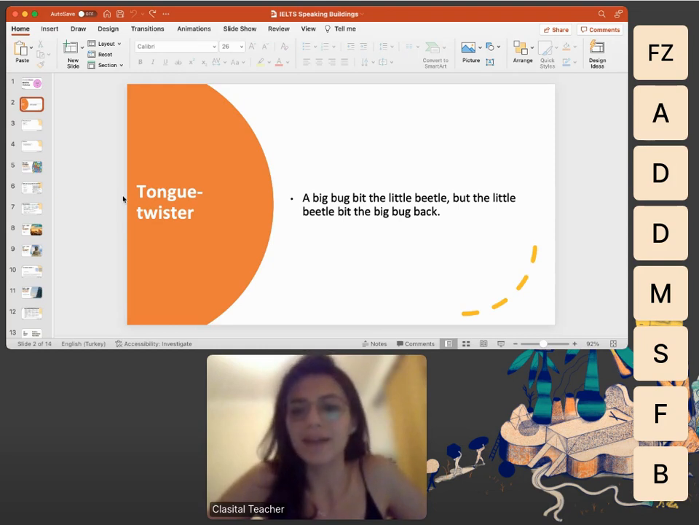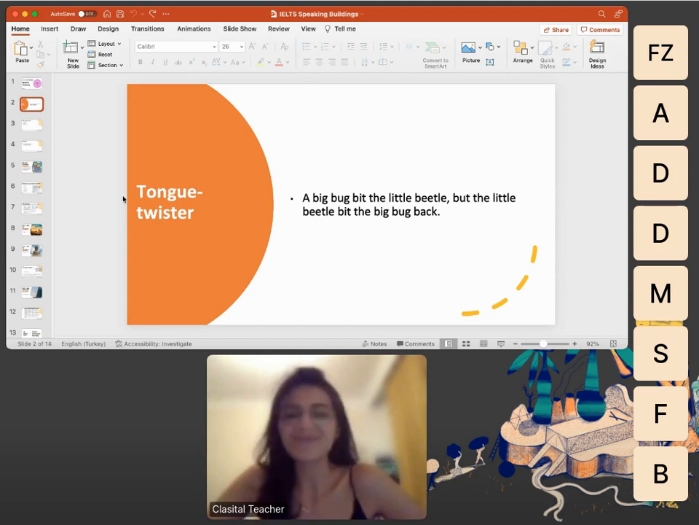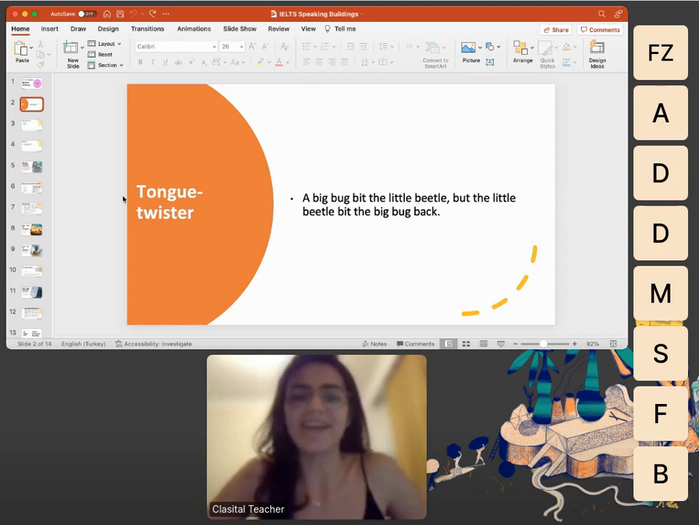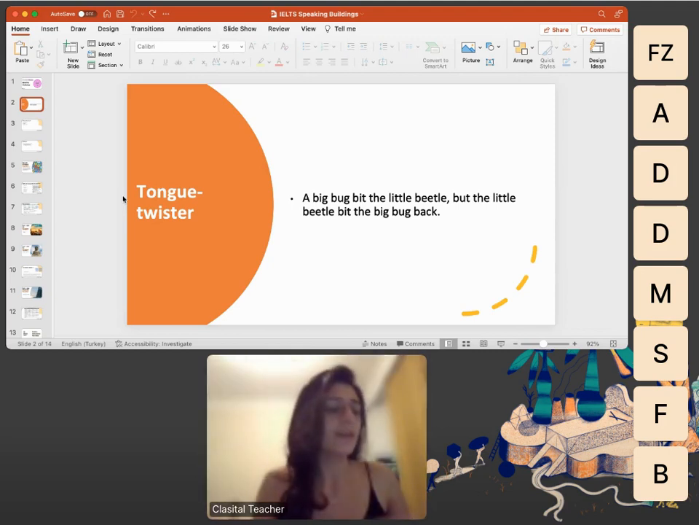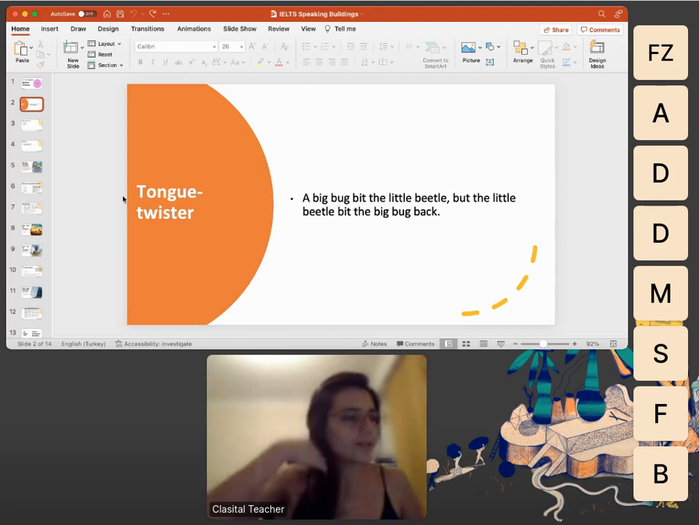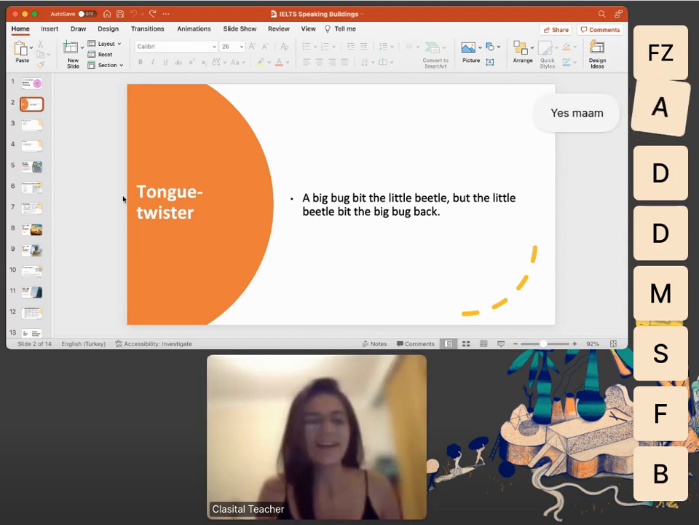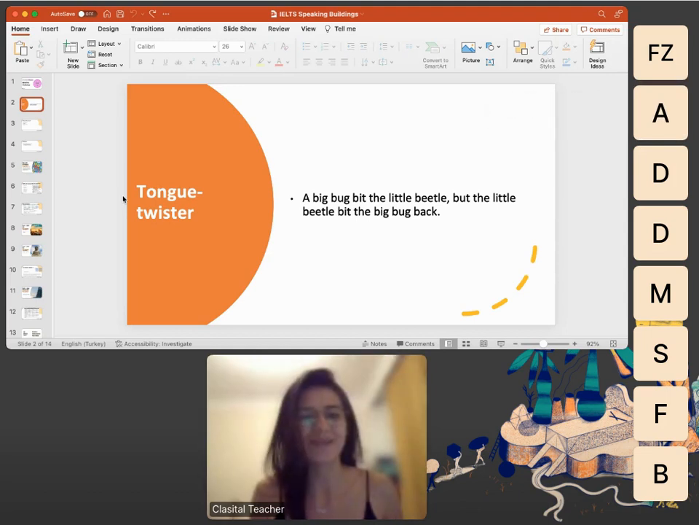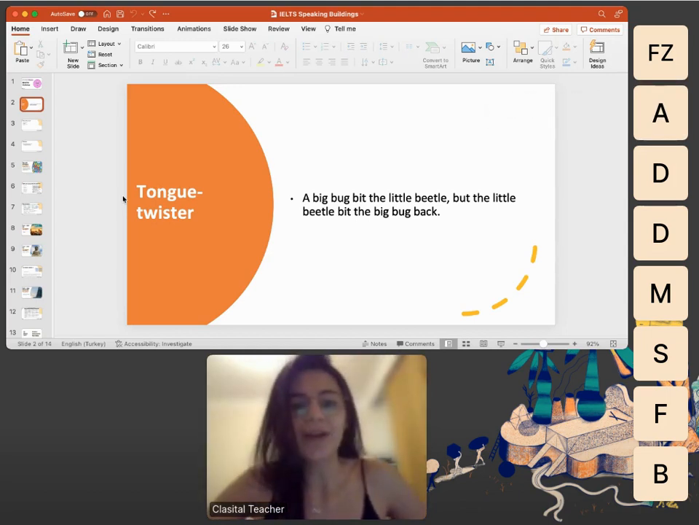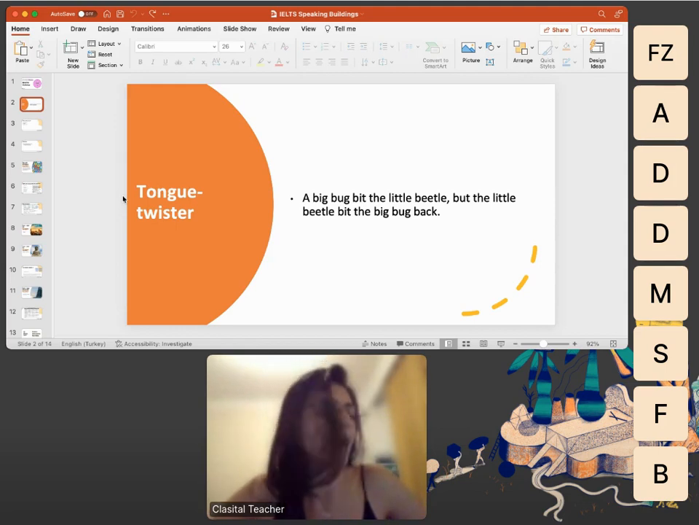So let's start with our tongue twister. A big bug bit the little beetle, but the little beetle bit the big bug back. Who wants to try reading this out loud first? You can raise your hand, and you can also use the chat box to ask for permission to speak. I will grant it to you. Should I read it again? A big bug bit the little beetle, but the little beetle bit the big bug back.